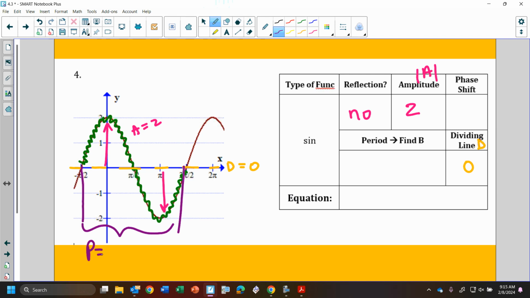I'm not ready for that last one yet. So what are we getting for our period? How far apart are these bookends?